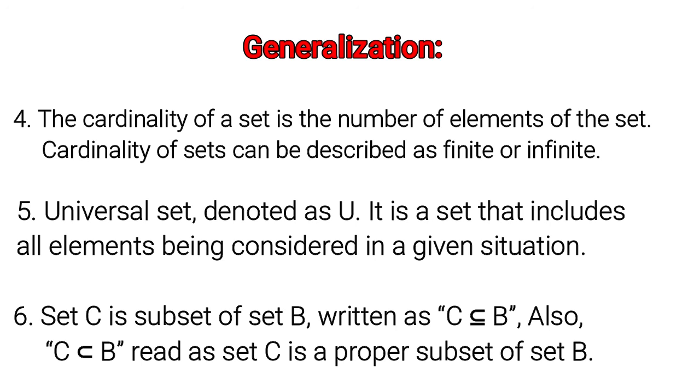Number 5, the universal set, denoted as U, is a set that includes all elements being considered in a given situation. Number 6, set C is a subset of set B, written as C ⊆ B, also C ⊂ B, read as set C is a proper subset of set B.